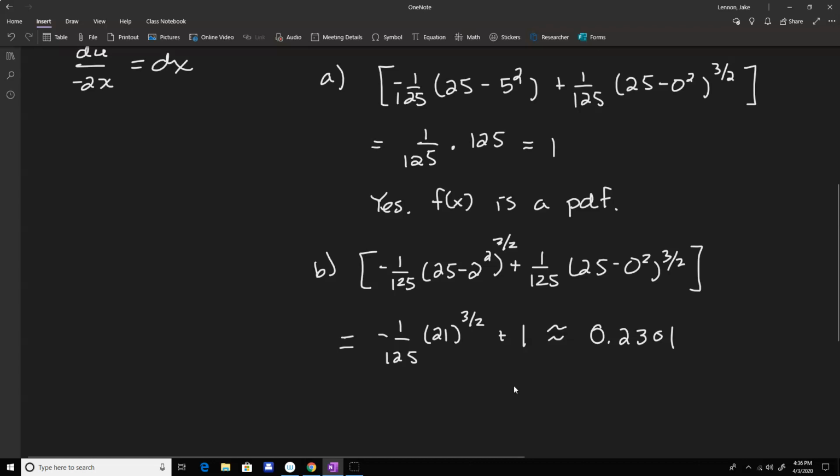So that's it for A and B there. Again, just figuring out the antiderivative, or using U substitution as the main part of that, and after that, parts A and B are just plugging in the values.